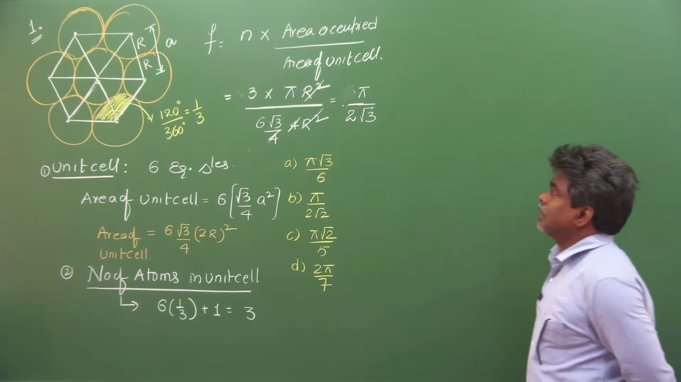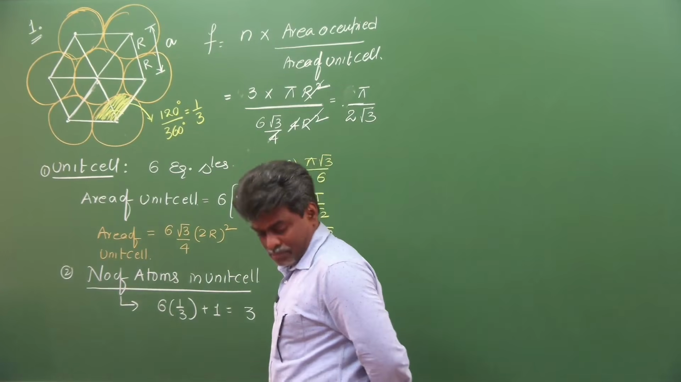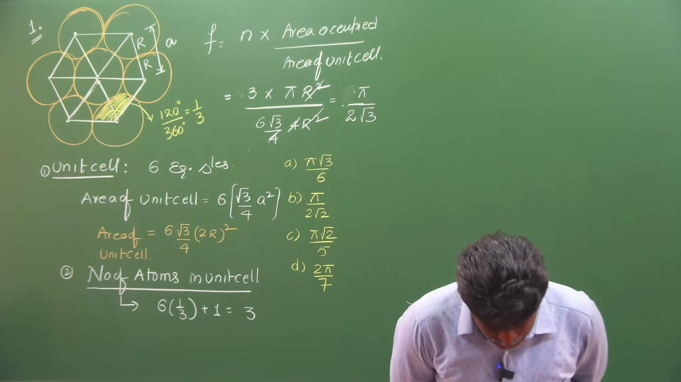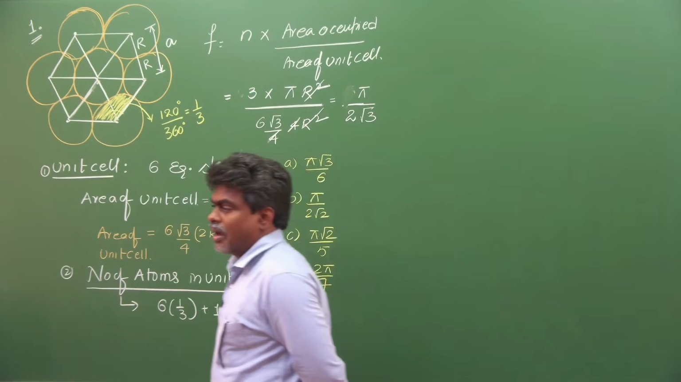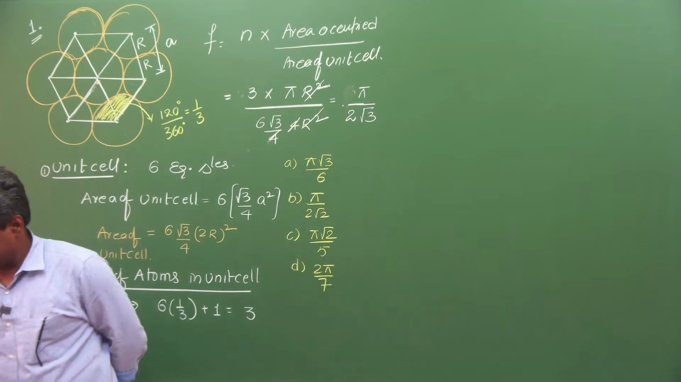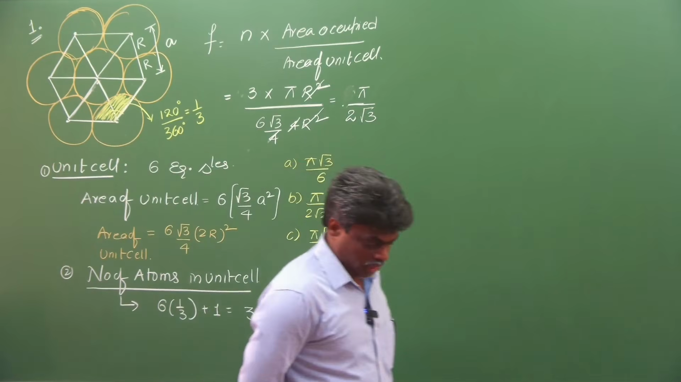Please underline that phrase, closest possible packing. What is that word? Closest possible packing. Underline that word. That means at least one atom must be enclosed. That is the minimum possible way.